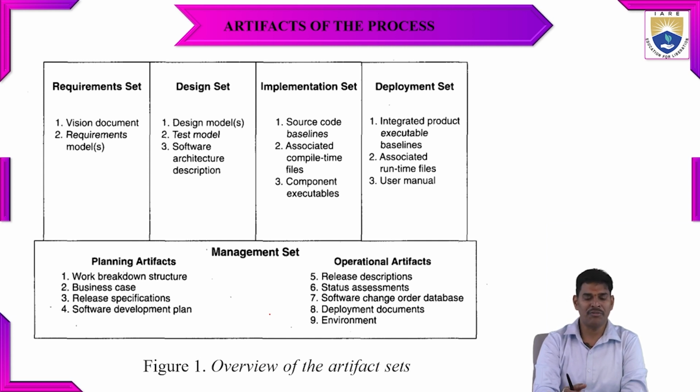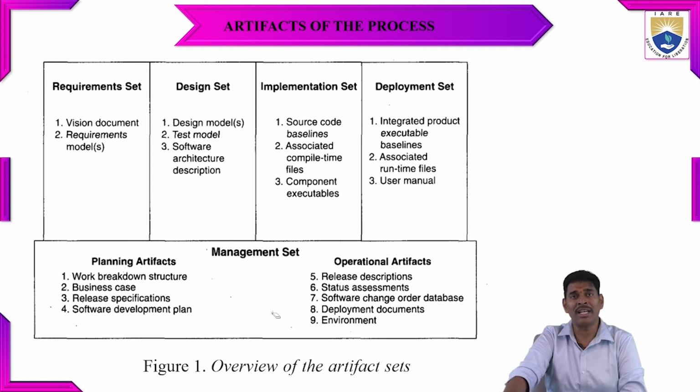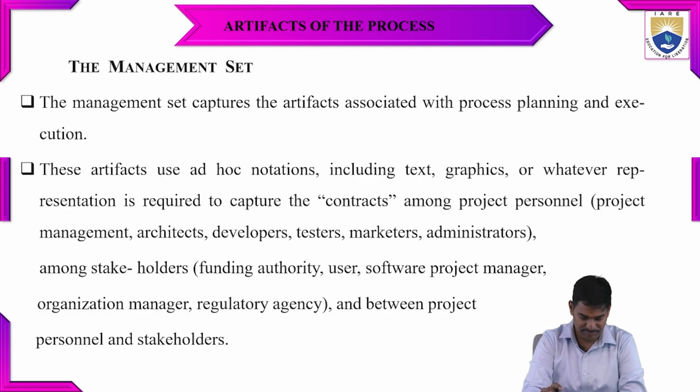The next one is the software development plan. They need to plan how the software has to be implemented and what are the various versions we need to release here. And the next one is operational artifacts. They have to know about the release descriptions and the status assessment, software change order database, development documents, and the last one is environment. So these are the various artifacts which are available in the management set here.